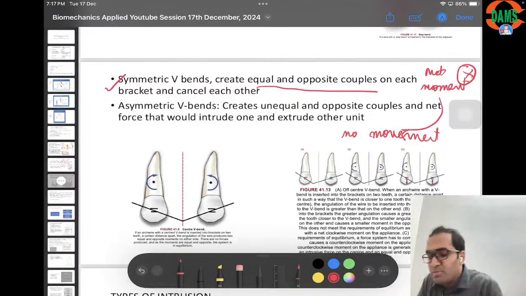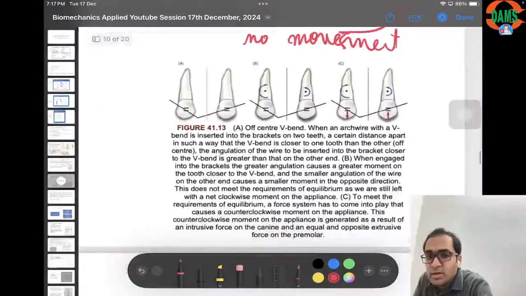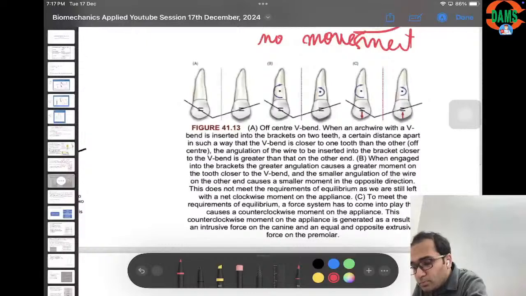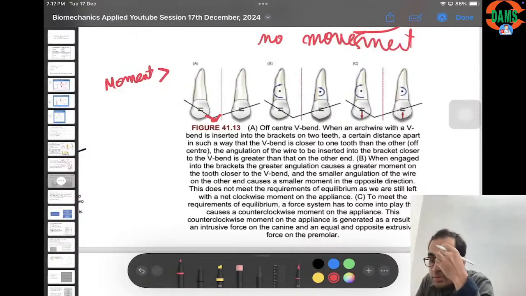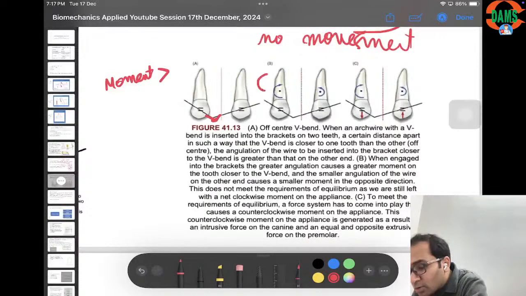In asymmetric V bend, which is important and from where most of the application based questions come in your exam, the tip of the V is nearer towards one tooth as compared to the other. So what happens? जिसके दांत के पास ज़्यादा टिप होगा, this V का end, वहाँ पर movement will be more. So in this image, for example, the movement generated will be more on this tooth as compared to this tooth.